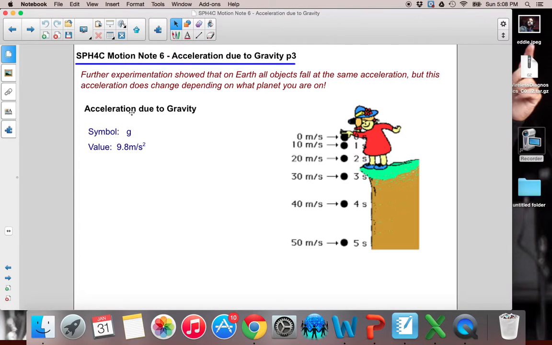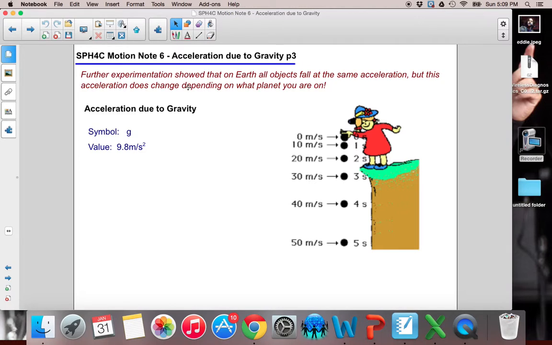So further experimentation shows that on Earth, all objects fall with the same acceleration. And this is sort of taking into account the idea that there was no air resistance. But acceleration does change depending on where you are. So if you're on Mars or on Jupiter, picture Jupiter, giant planet, you might guess that there's more gravity there. More gravity means things fall faster, okay? But everything falls at the same rate.